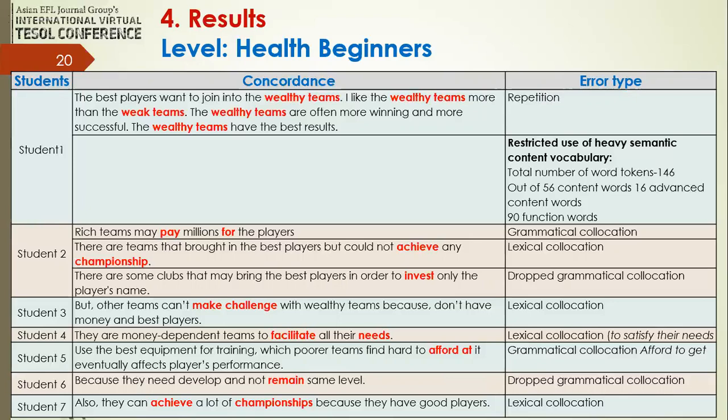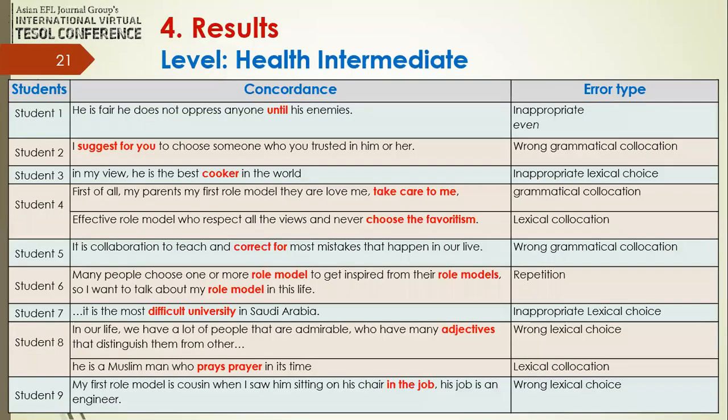Dropped grammatical collocation, grammatical and lexical collocation, as another aspect of error type that we have seen frequently in the assignments of beginners. And as you can see, the overall restricted use of heavy semantic content vocab of the essay, you can see out of 56 content words, 16 advanced content words is used. So you can see the variation of content and advanced content words. If you move on to health intermediate, they're a bit more advanced than beginners, but we can still see the same kinds of errors with grammatical collocation, inappropriate lexical choice.